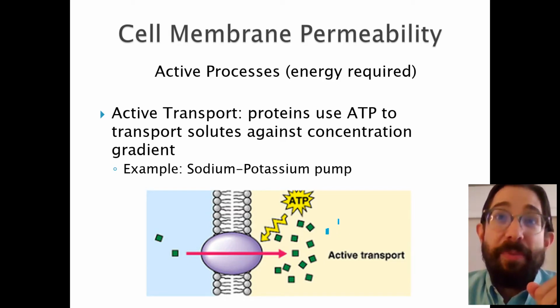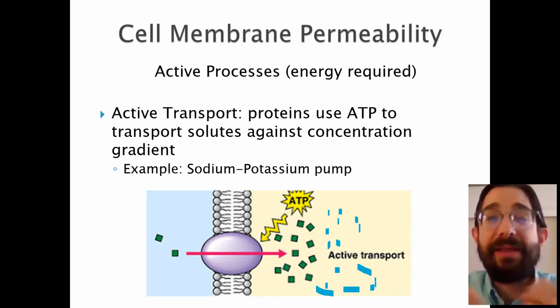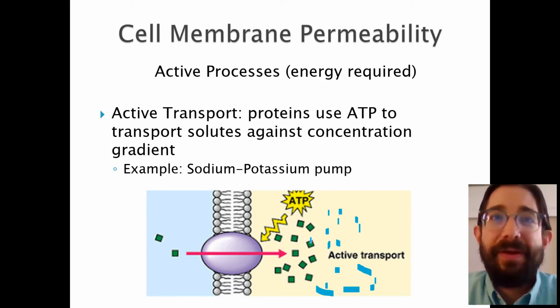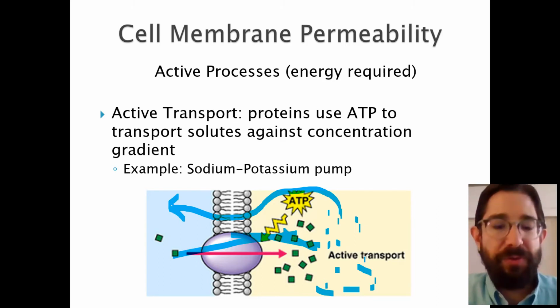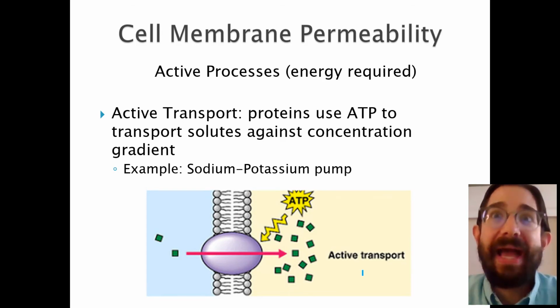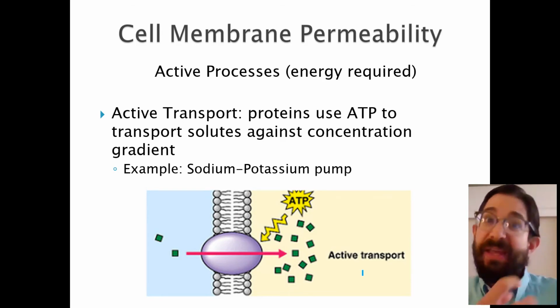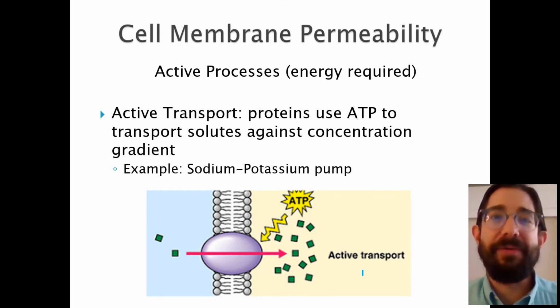Let's say you want a bunch of salt inside the cell. The cell is greedy, it's going to pull in as much salt as it can. Well, you don't want that salt to leave again. So you got to keep pumping it back into the cell. So you're actively using energy to pull stuff where it doesn't want to go, against its concentration gradient. That's active transport.